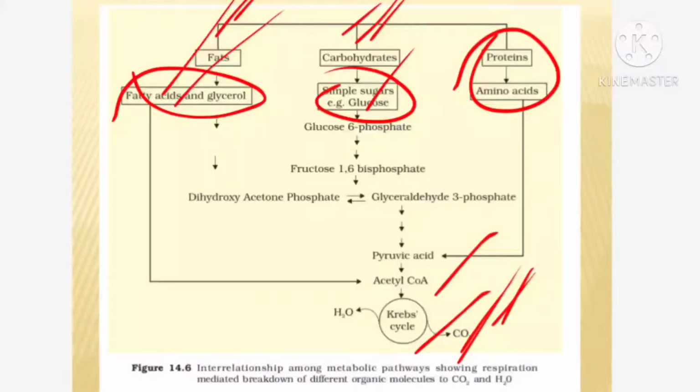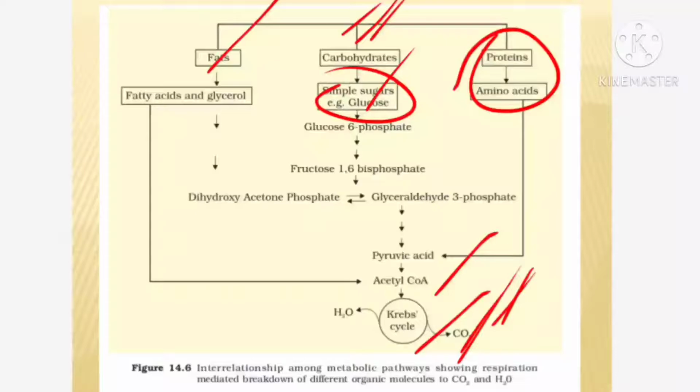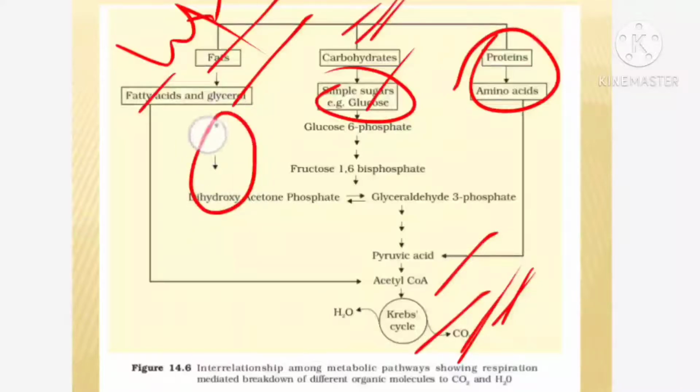Now, how do fats get converted into energy? Listen carefully. Fats, when acted upon by an enzyme called lipase, as you would have learnt, are digested to fatty acids and glycerol. This is the simplest form of fats. Now, this glycerol is converted into dihydroxyacetone phosphate.